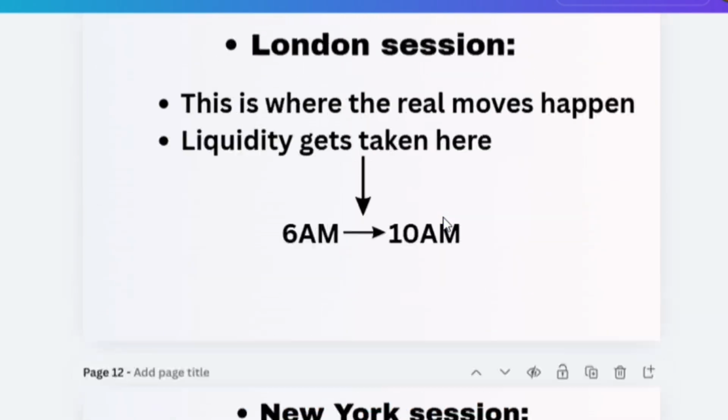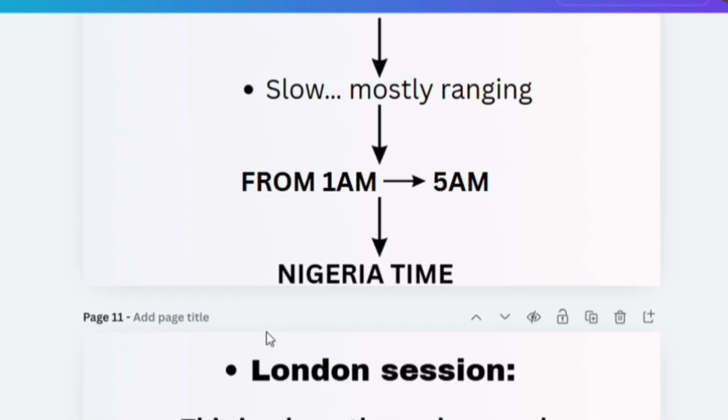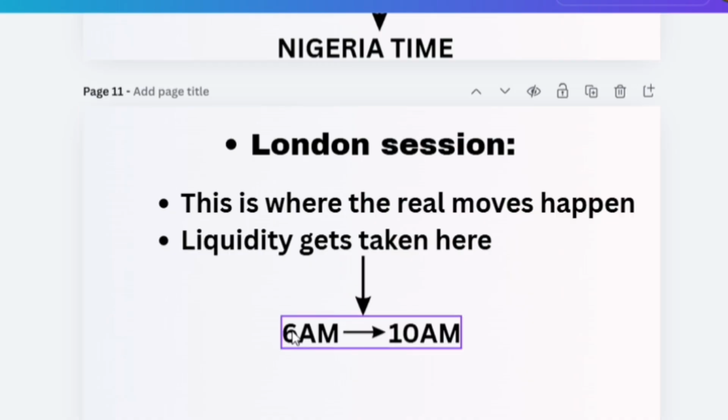So the London session, this is where the real move happens. Liquidity gets taken during the London session. How does that happen? The Eastern will form a range and the London session will now open to sweep either the high or the low of Asian, forming our liquidity sweep. The London session starts from 6 a.m. to 10 a.m. You can see it here, 6 a.m. to 10 a.m.